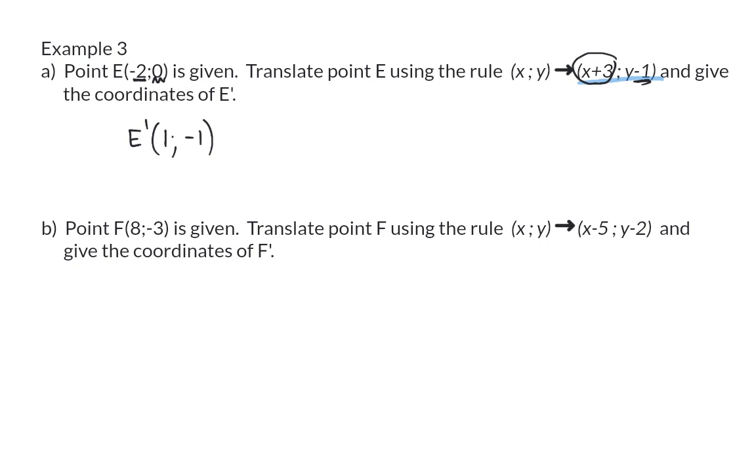Question B. Point F (8, -3) is given. Translate point F using the rule (x - 5; y - 2), and give the coordinates of F prime. Again, all we need to do is implement the rule. So, for the x coordinate, we're starting at 8 and subtracting 5, so F prime will be at 3. And for the y coordinate, from -3, we need to move 2 more down or negative, and that will give us -5. So if you understand what a rule implies, you can immediately apply it to a coordinate.